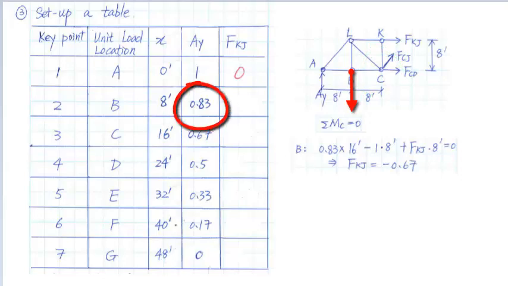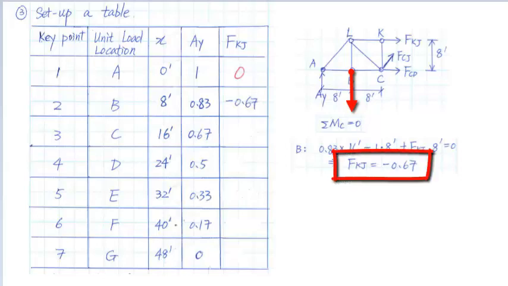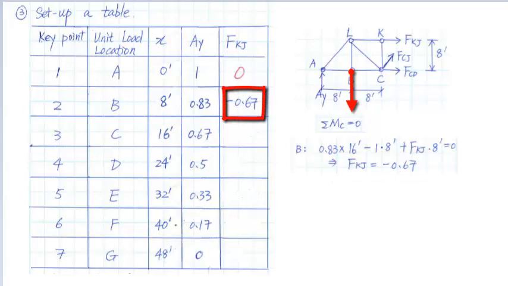0.83, which is Ay, times the arm of 16 feet, minus the unit load of 1, times the arm of 8 feet, plus the force in Kj, times the arm of 8 feet, equals 0. Solving the equation, we get Fkj equals negative 0.67, in compression. Input Fkj equals negative 0.67 into the table.